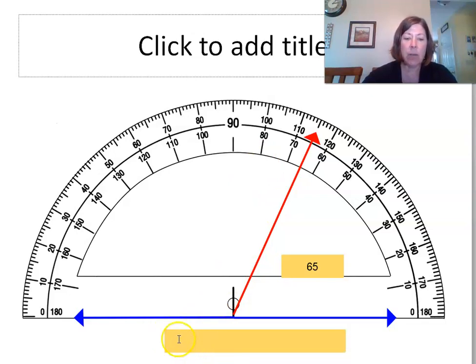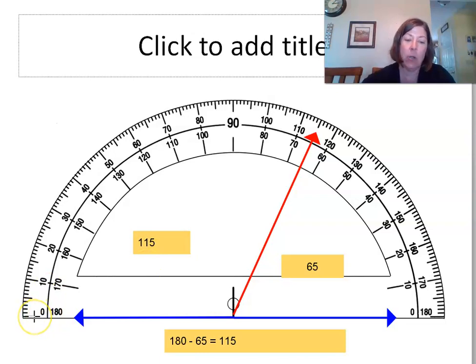Now, I'm going to use what I know about this line, this straight angle, which is 180 degrees, and I'm going to figure out what this obtuse angle is equal to. So I take the 180, I'm going to take away that 65, and I'm going to be left with 115.